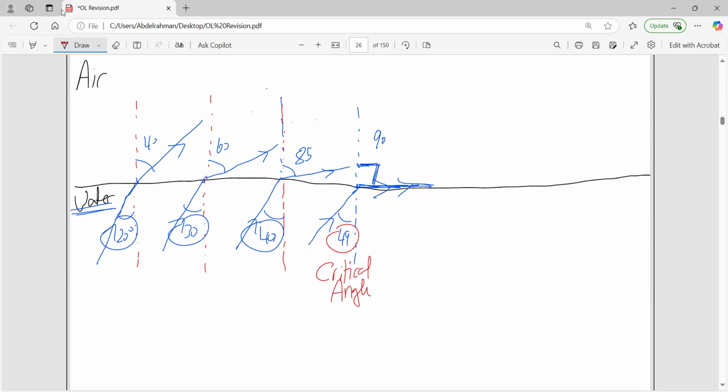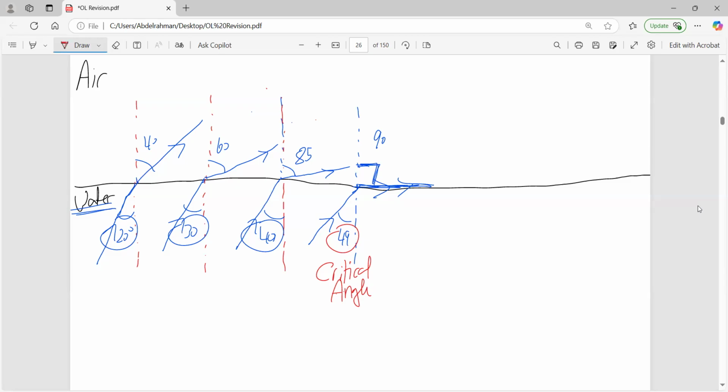We can define the critical angle. It's an angle of incidence from the more dense medium at which the light refracts at an angle of 90 degrees and moves along the boundary. Critical angle is an angle of incidence from where? From the more dense medium at which what happens? At which the refracted light moves along the boundary with an angle of 90 degrees.